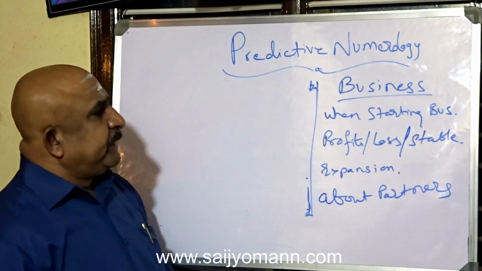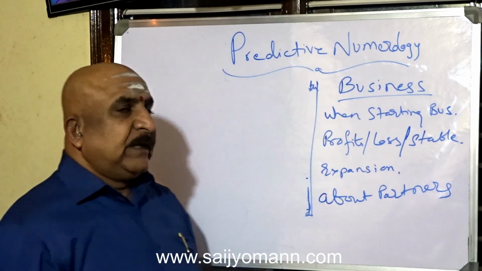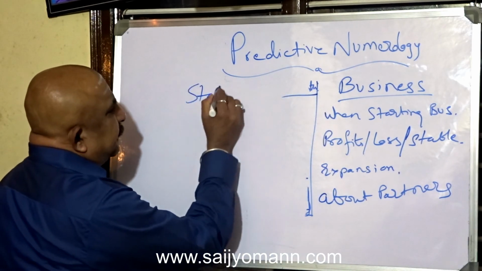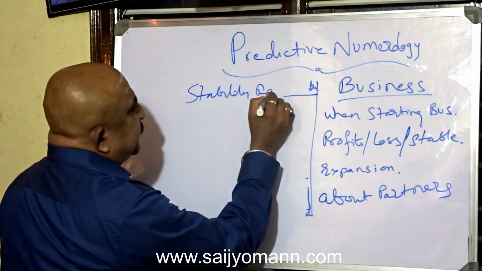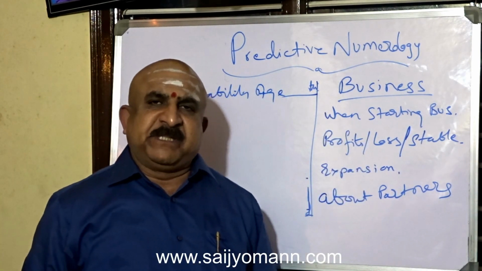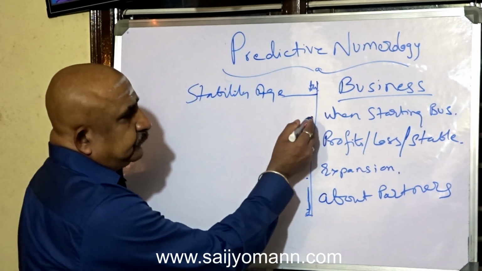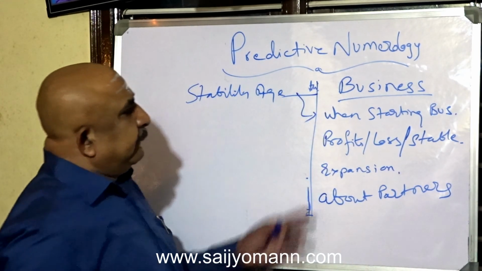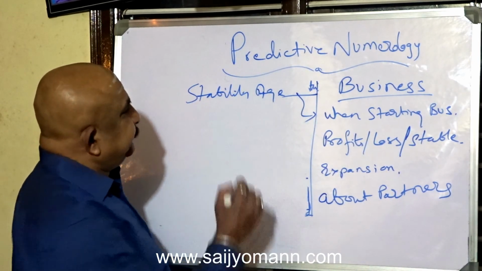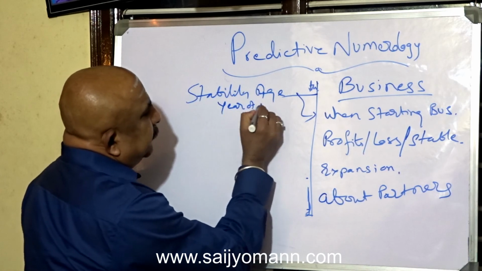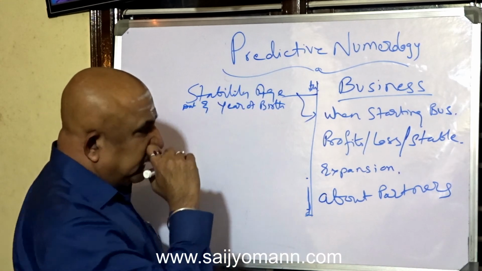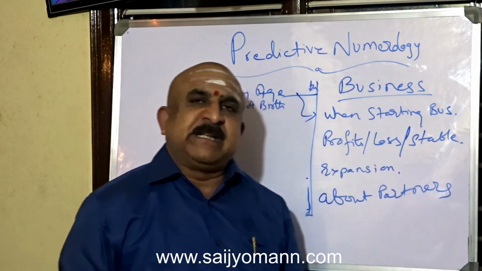Okay. Now we'll talk about business. Say, the first question has the same answer. Stability age of a person. Stability age of the person is the starting of the business. Next. When to start the business, stability age based on the year of birth. Date and year of birth. Profit or loss, or it will be stable.